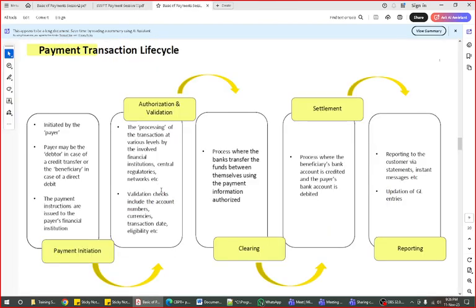Payment initiation is done by the payer who has initiated payment using internet banking channels, like front end mobile banking, or you could directly approach the bank and pay from here. So here the messages are involved.